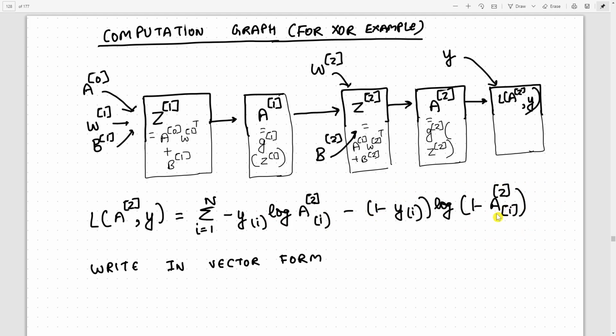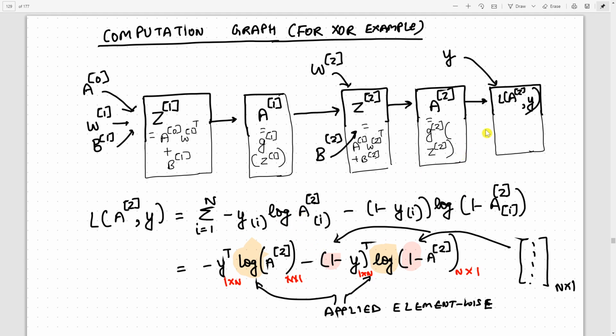Since we're trying to make things convenient for us, it would be useful if we can think of how we can write this expression in the vector form. So take a minute and try to write this entire expression in the form of y transpose or a2 transpose, and then we can take this forward. Okay, assuming you have already written this thing in the vector form.